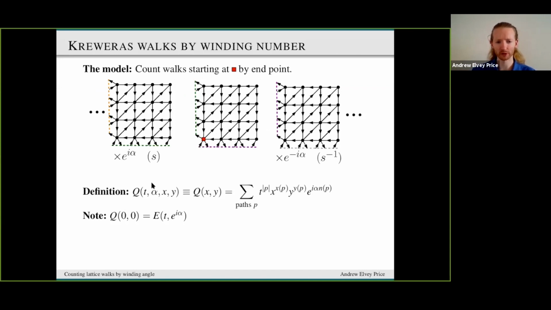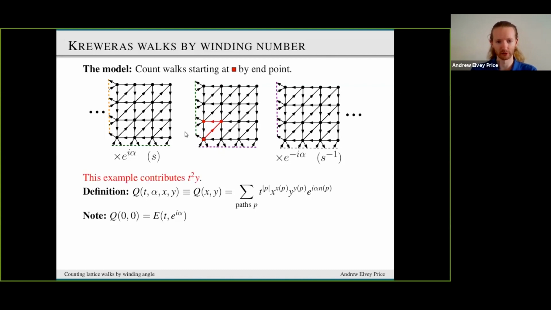So how it works is we use this generating function q of t, alpha, x, and y, which counts walks. Here t counts the length of walks in this space. For x and y, each walk gives a contribution with x to the power of the x coordinate of the final point, y to the power of the y coordinate of the end point, and a factor of e to the I alpha to some power depending on what section the walk ends in.